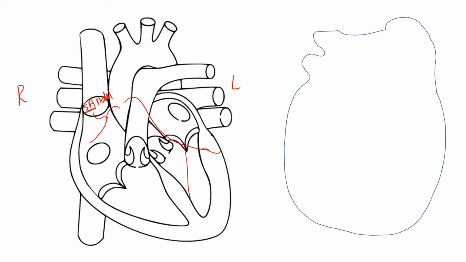So this branch early on in the right coronary artery is called the SA nodal branch, and it supplies exactly what it's called, the SA node. Okay, and that's off the right coronary artery.